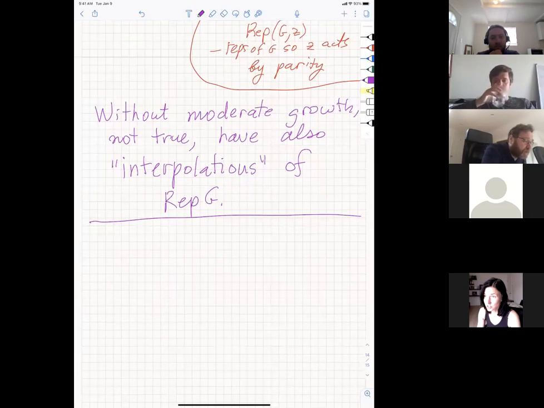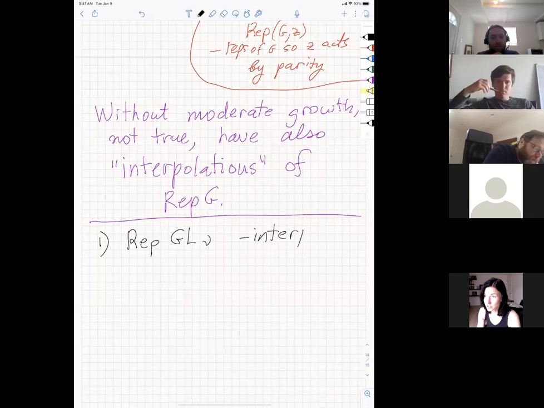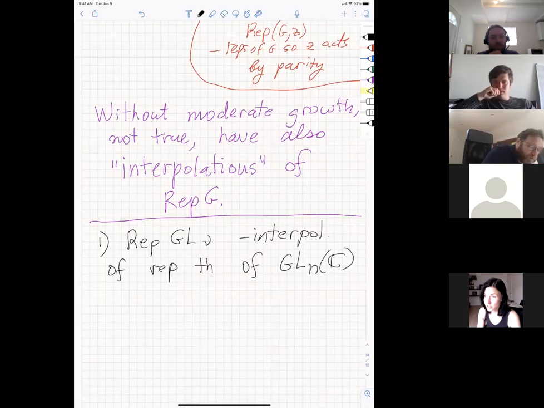So let me first describe how to interpolate the representation theory of GL_N. So this is going to be Rep GL_ν, let me call it GL_ν. And this is the interpolation of the representation theory of the general linear group of C. So before that, any questions?